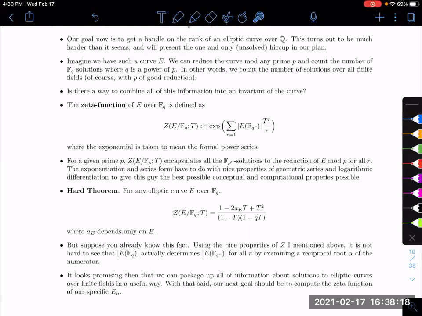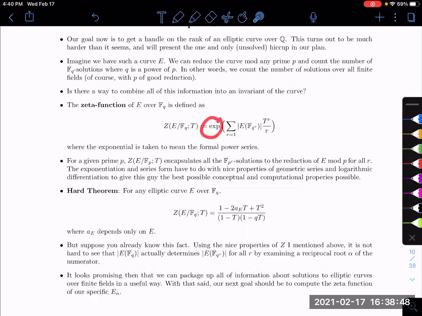So is there a way to take all of the F_q solutions to an elliptic curve and combine them into one nice little invariant of the curve? The starting point is to build the so-called zeta function of the elliptic curve over F_q. And here's what it is. It's a function of a variable t. And this E over F_q is just letting you know what elliptic curve over what finite field this zeta function is actually referring to. And here's what it is.